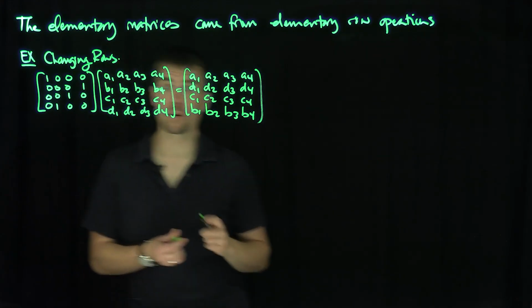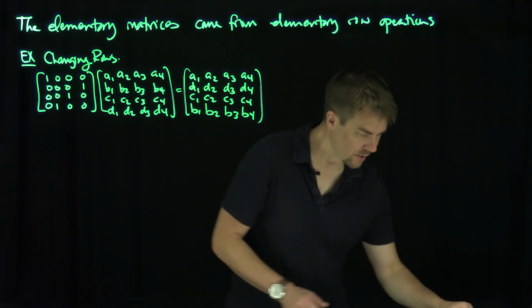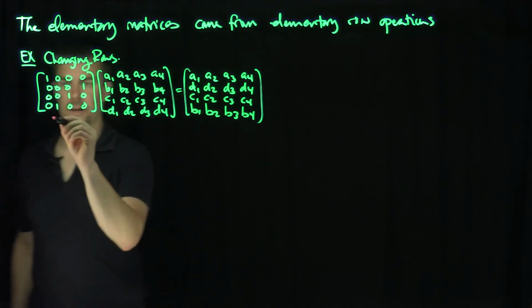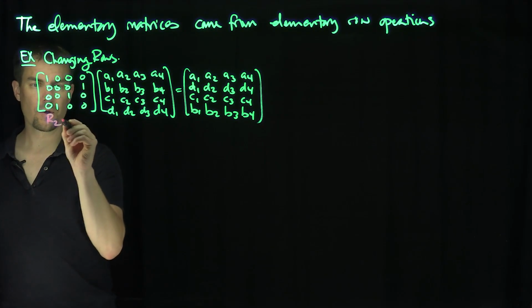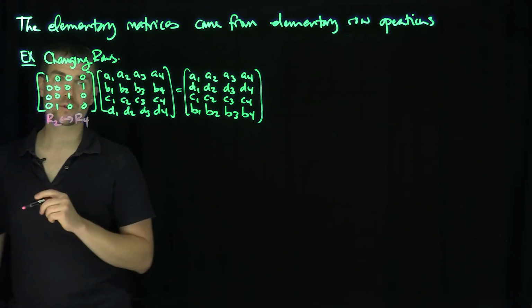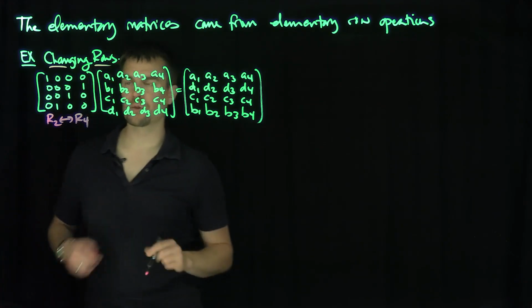So it looks like this matrix has done what? This matrix over here has interchanged rows 2 and 4. Row 2 went to row 4. So I've changed rows. That's an example of changing rows.